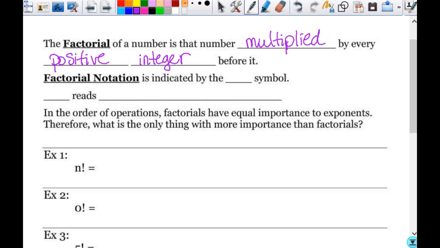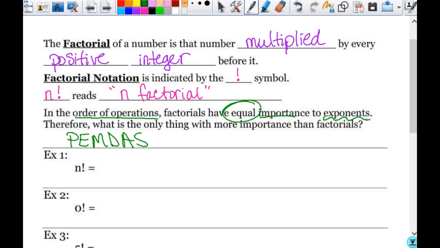Factorial notation is indicated by what symbol? The exclamation point. I'm pretty sure you had seen this even before geometry. So if I have this, it's not an excited n, right? This reads n factorial. In the order of operations, please excuse my dear Aunt Sally, factorials have equal importance to exponents. Therefore, the only thing with more importance than factorials is what? Parentheses.